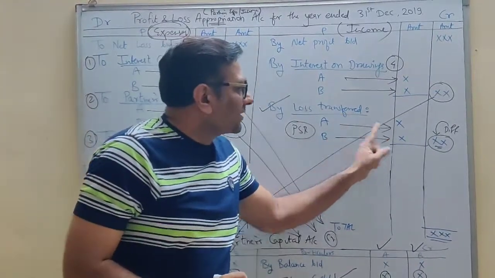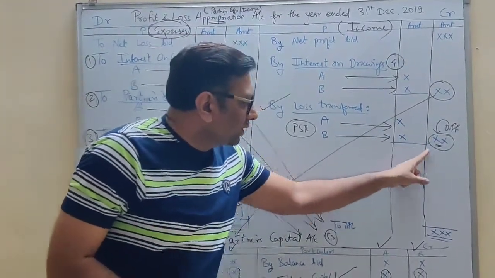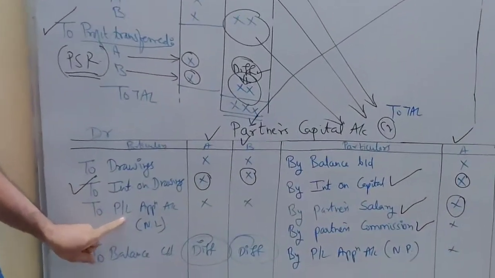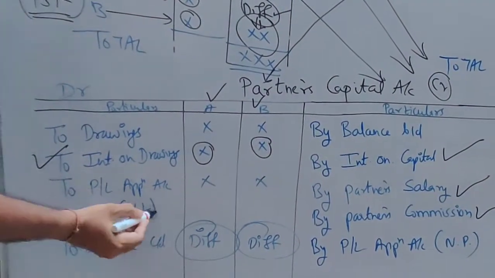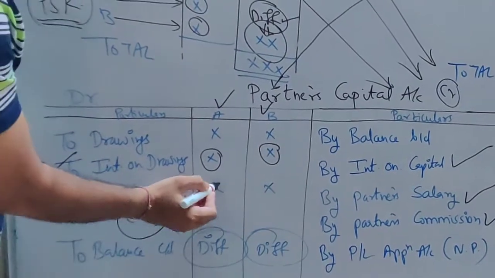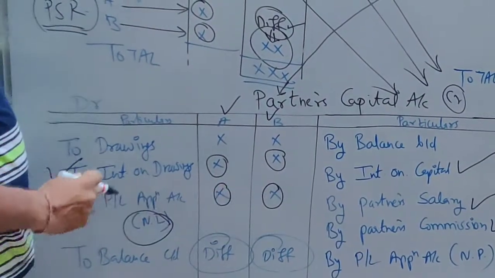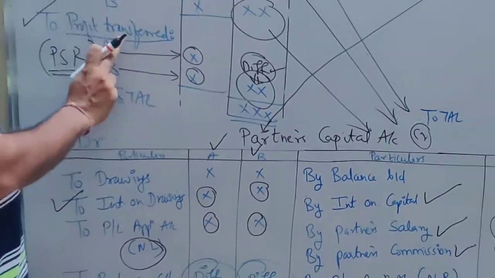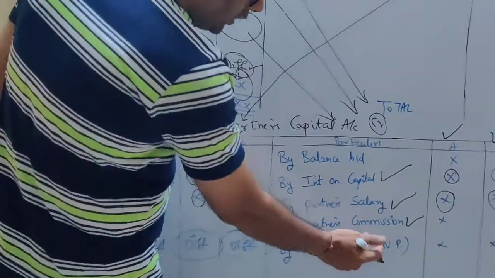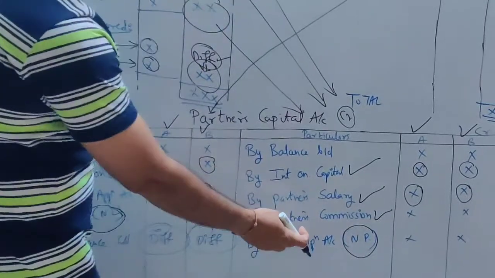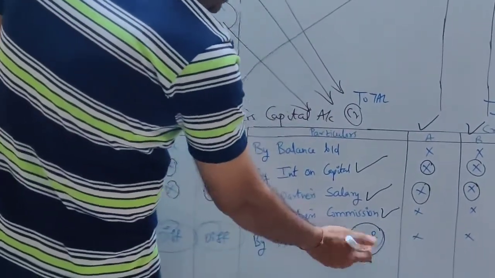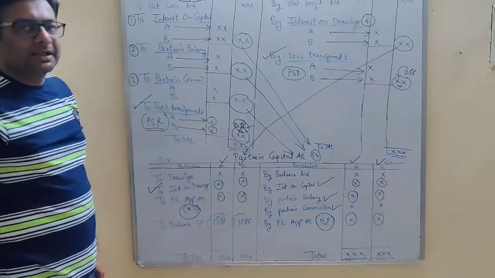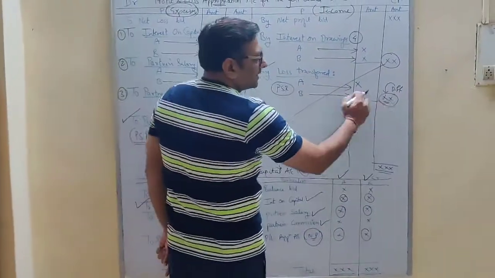And loss transferred, after distributing it, you will put it on the opposite side. Say I have written by profit and loss appropriation account, net loss, and this is the distributed amount. Likewise, if it is a difference on the debit side, you will write it as profit transferred and you will post it on the opposite side. See, I have written already here. By P&L appropriation account, net profit, profit amount of both the partners. Am I clear? Let's see how to distribute this now.